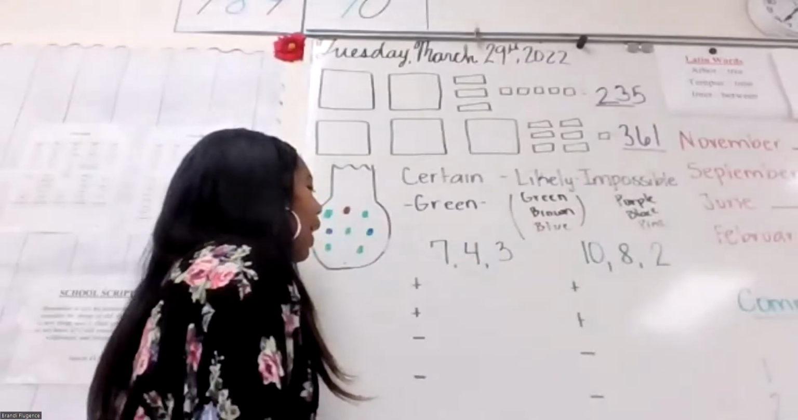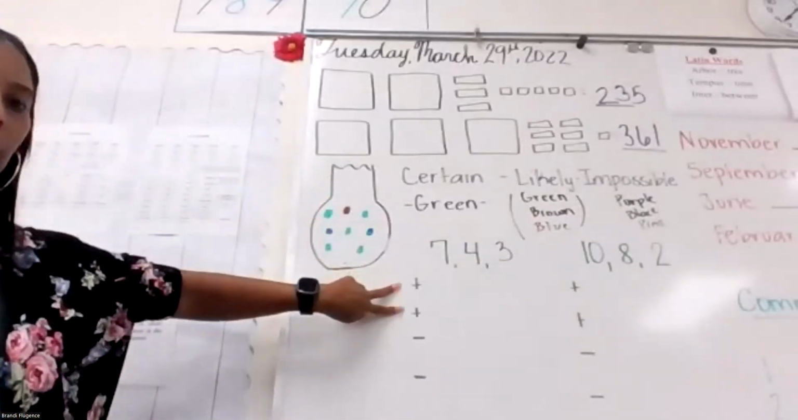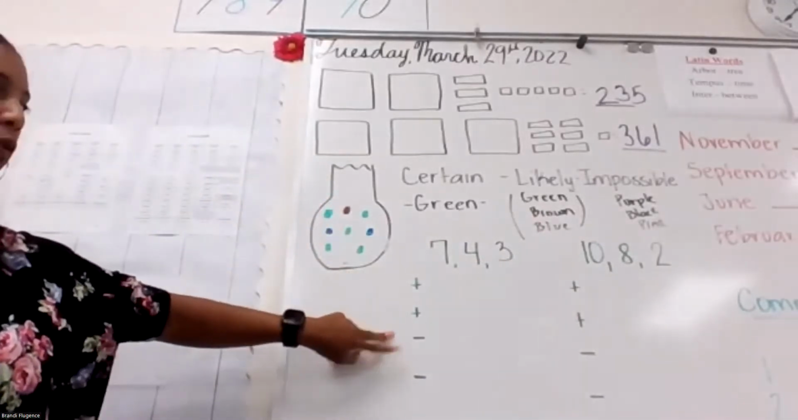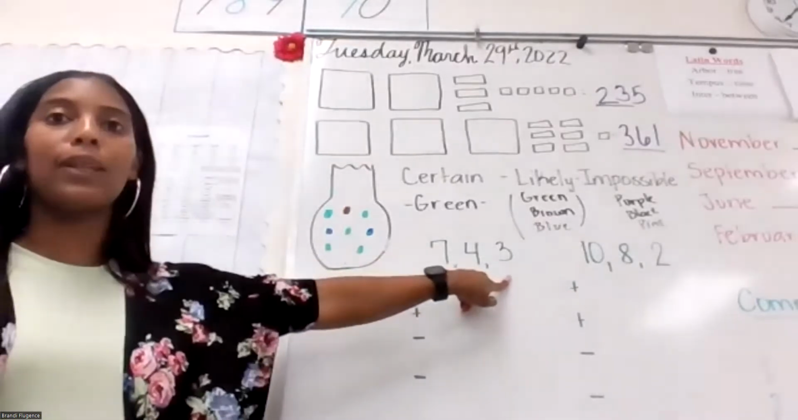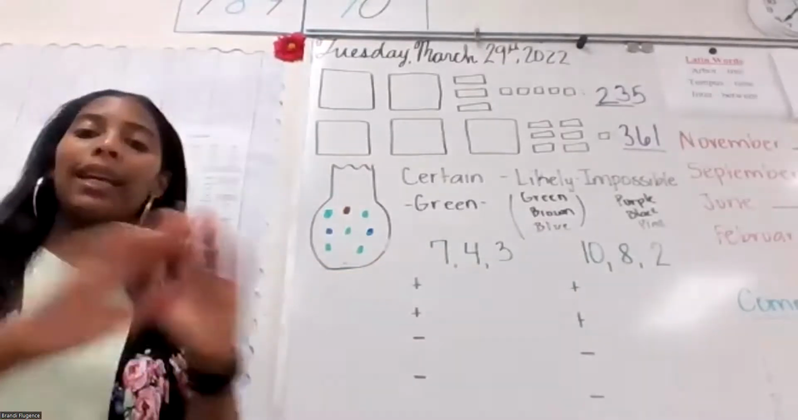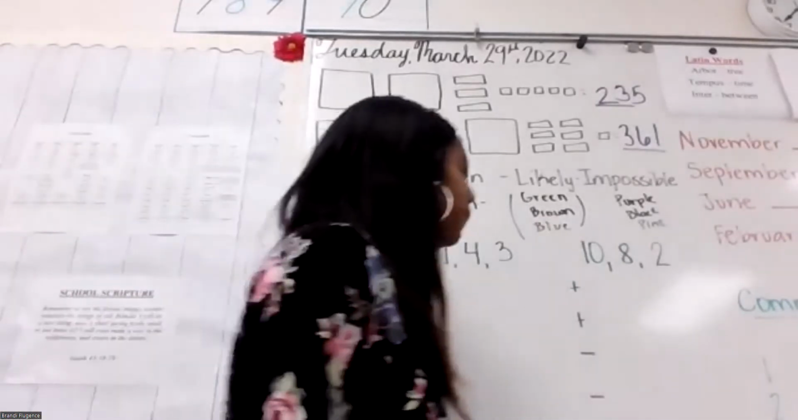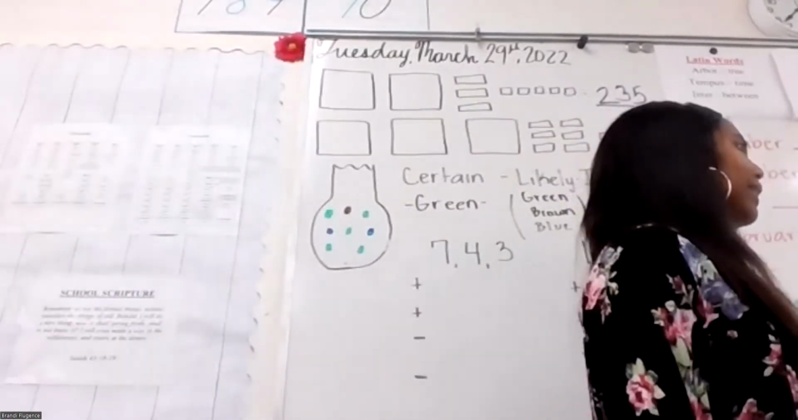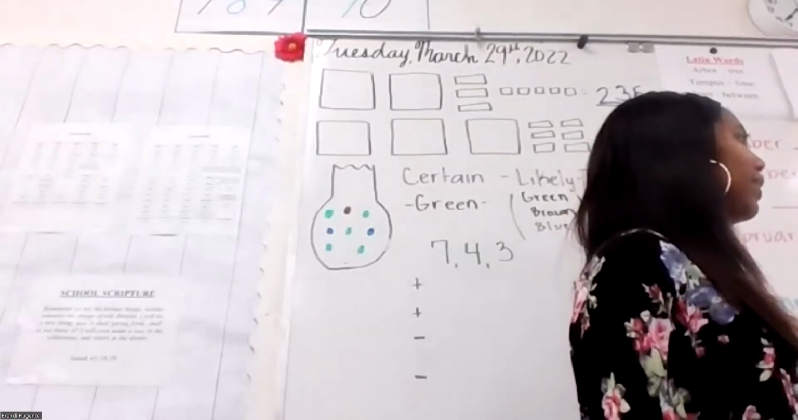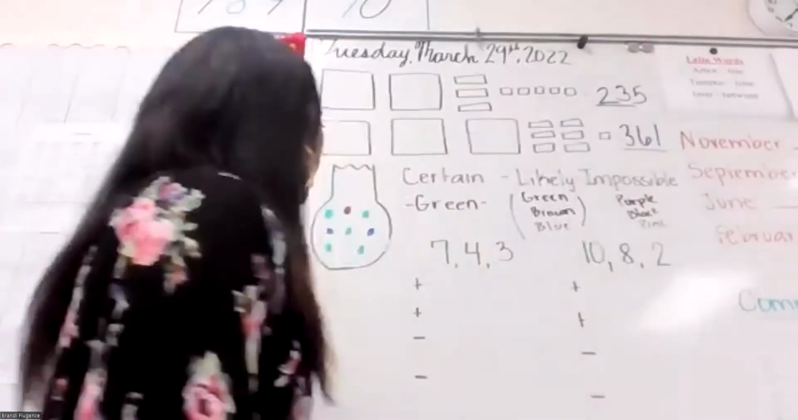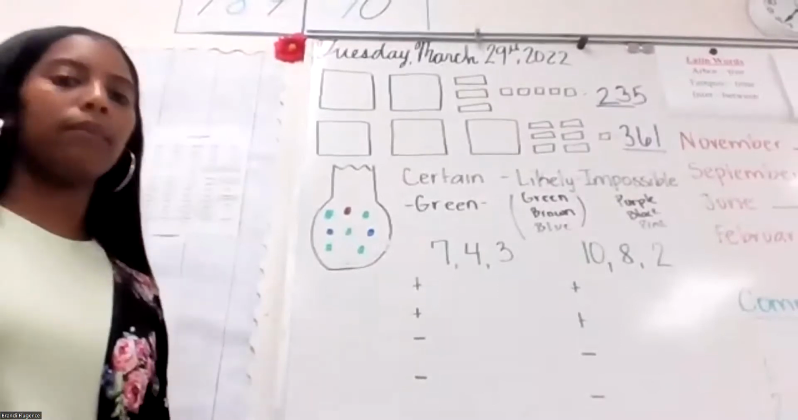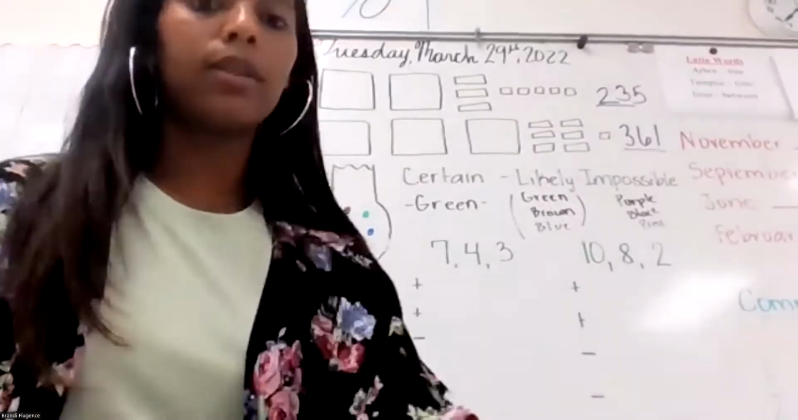I need to try to make 2 addition facts and 2 subtraction facts using only these 3 numbers. I cannot use any other number. Is it possible? Yes, I think it's very possible. But I'm going to teach you. So 7, 4, and 3 are the only numbers I can use. Let's make a family. Let's figure this out.